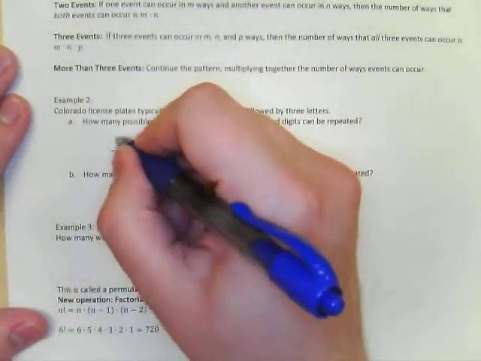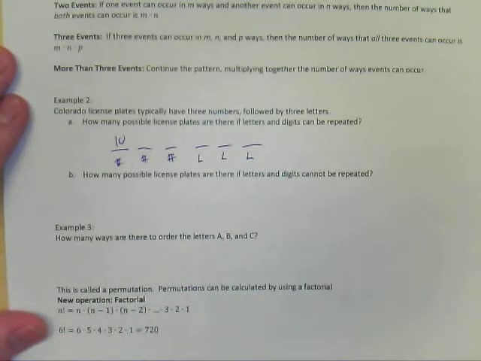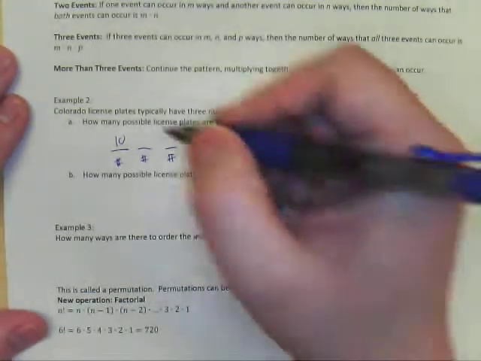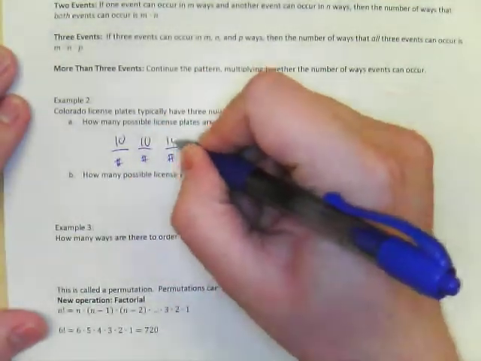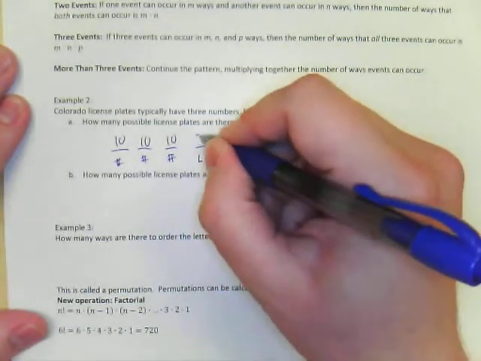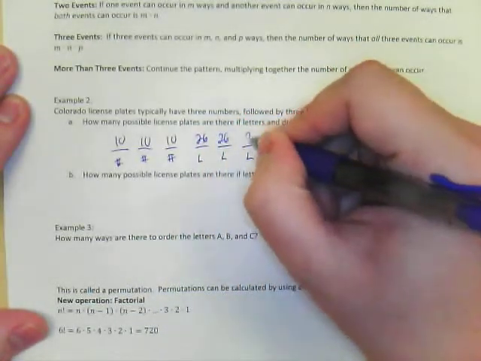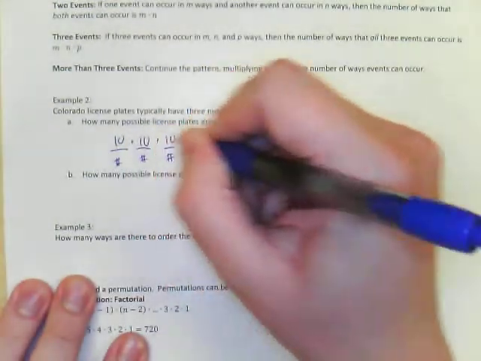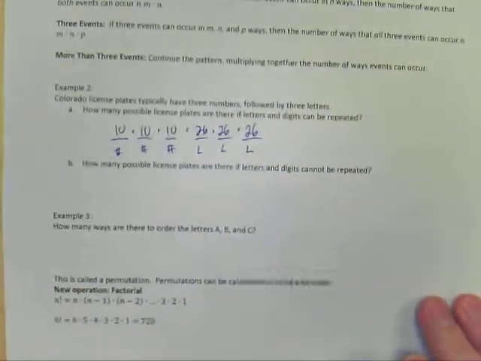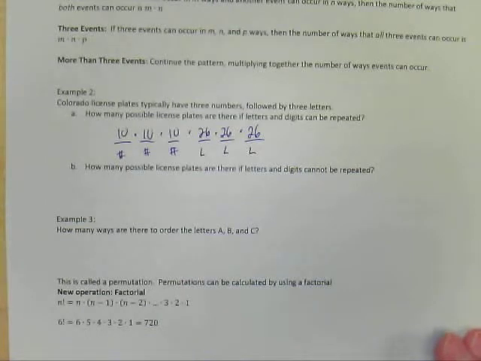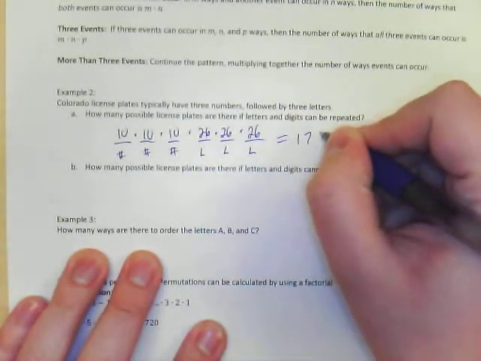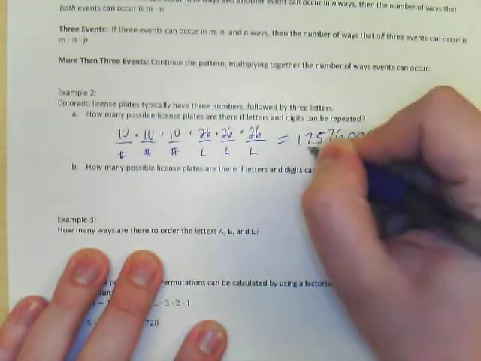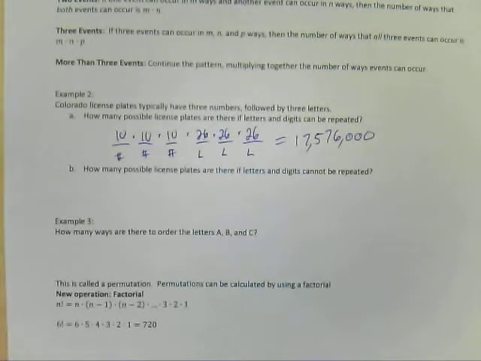Okay, so for the first number, we could have 10 different options. Again, there's 10 digits, 1 through 9, and 0 makes 10 digits. And then there's 10 options for the second one, 10 options for the third one. And then for the letters, there's 26 options for that letter, 26 options for that letter, 26 options for that letter. And so to get the total here, what we can do is multiply all of these together. 10 times 10 times 10 times 26 times 26 times 26, what we get is 17,576,000. So that's about 17 million different possible license plates.